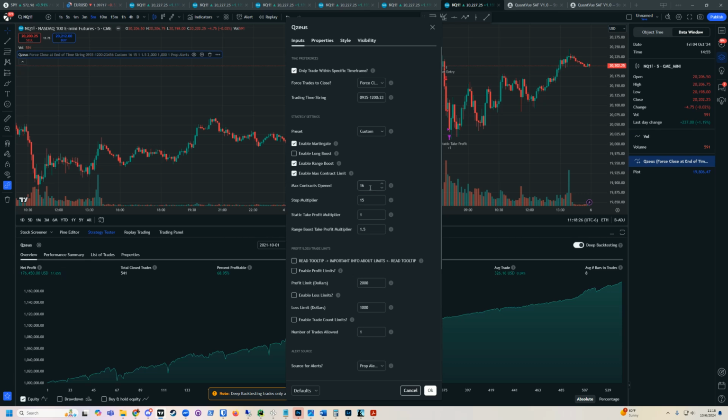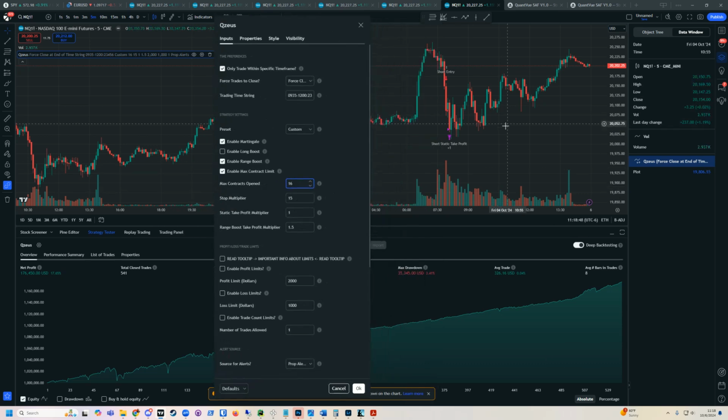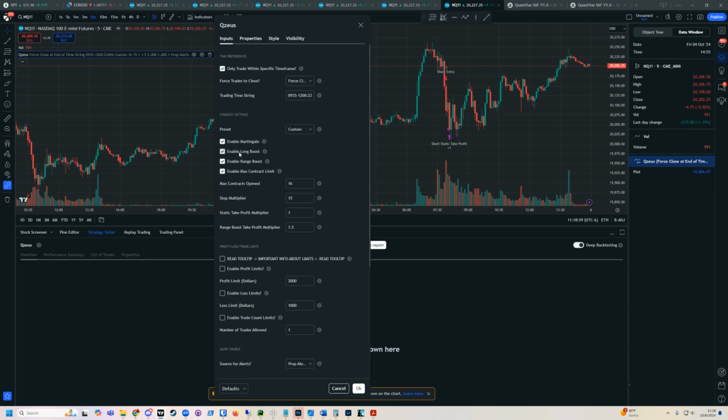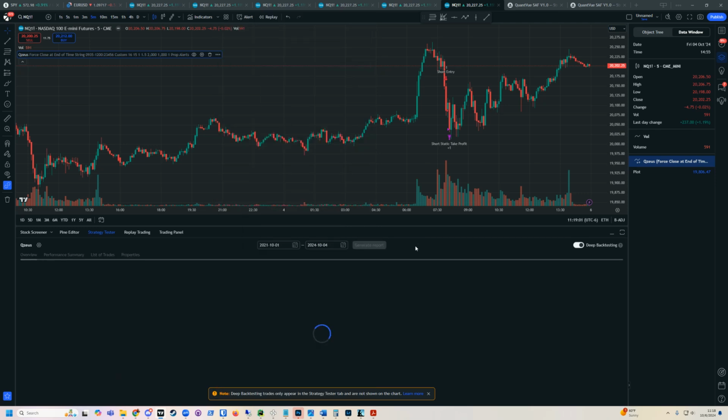You can, if you'd like, limit the max contracts opened. However, I found that through backtesting, limiting that doesn't really reduce the drawdown all that much, but it did reduce the profit significantly. So you can do that if you'd like. And by the way, this is set up with 1 initial contract. So you can see right here, 1 initial contract, opening a max of 16. So the long boost option is risky. Let me enable it, and then we'll generate the same backtesting.